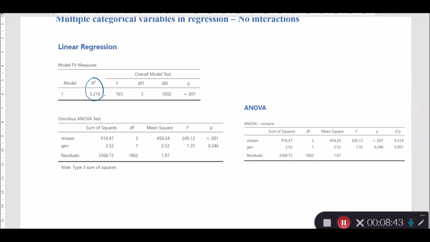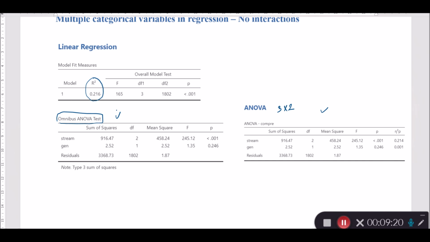I have also run a separate ANOVA test. It's really different from the omnibus ANOVA test. It's just a regular factorial ANOVA, which is basically a 3x2 ANOVA. 3 represents the number of stream levels, and 2 represents the number of gender levels. Now, we want to compare the results of this ANOVA with the omnibus ANOVA test in the regression, and you'll see that they are quite the same in this analysis.